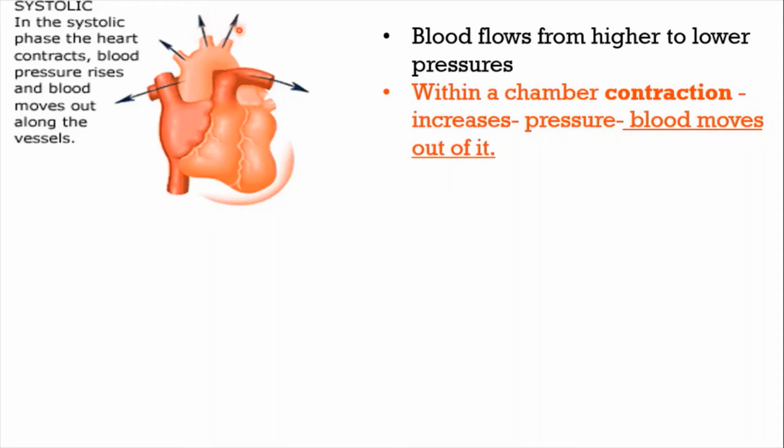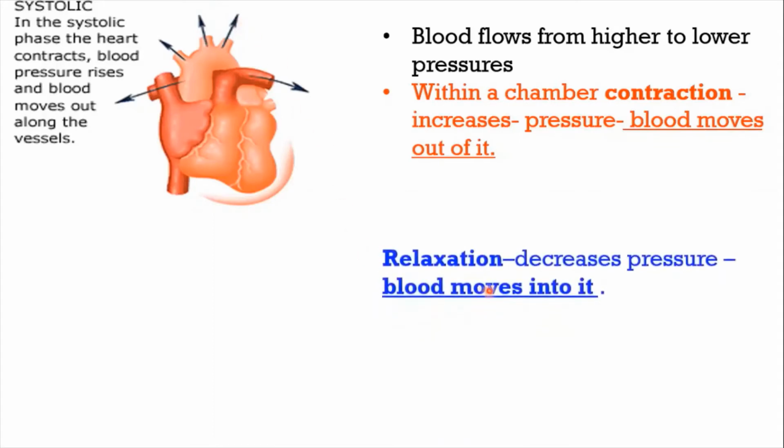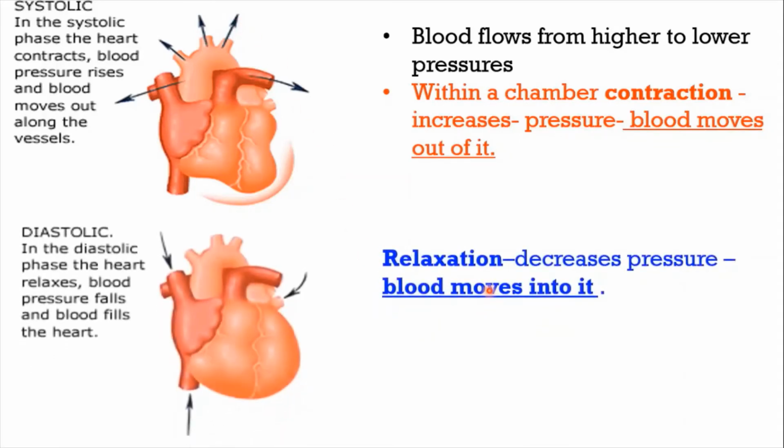Observe these arrows here. Whereas relaxation decreases pressure, so the blood moves into the relaxed chambers. Here this is the diastolic phase, the relaxation phase. The pressure inside the heart decreases, so blood moves into the heart. So the heart creates pressure every time it beats. This pressure moves blood into every cell of the body.